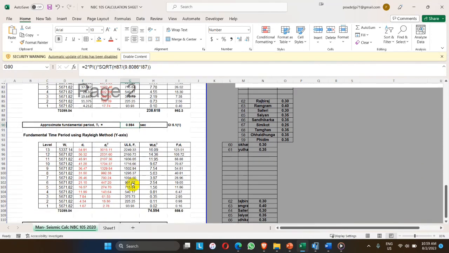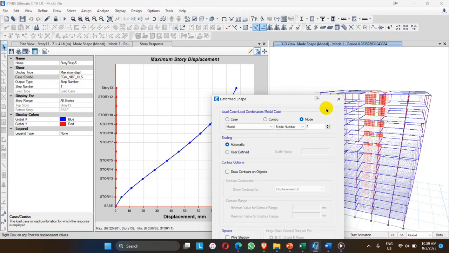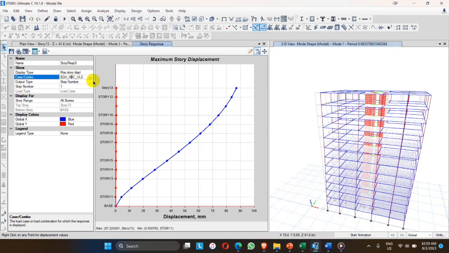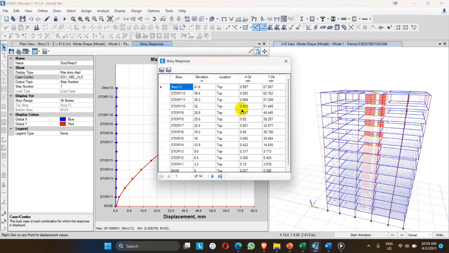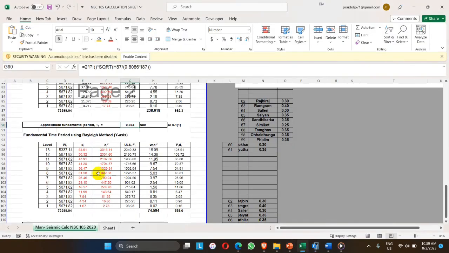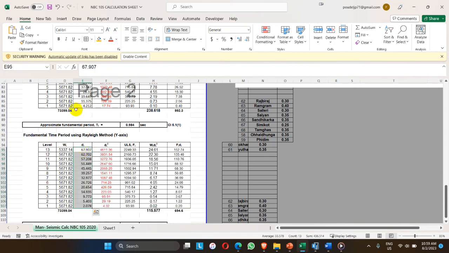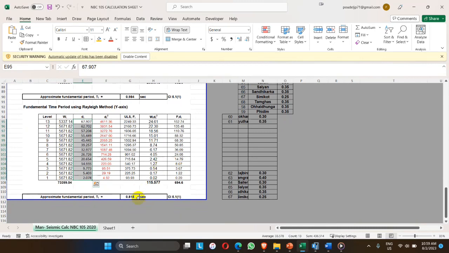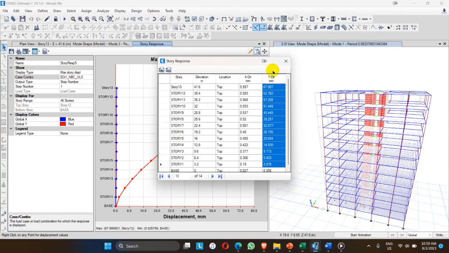Similarly, if we calculate for the y-axis, we have to insert the displacement along the y-axis. So let me insert the displacement along the y-axis. These are the displacements. Let me copy here. Okay, then we got the fundamental time period of 0.818 second in the y direction.